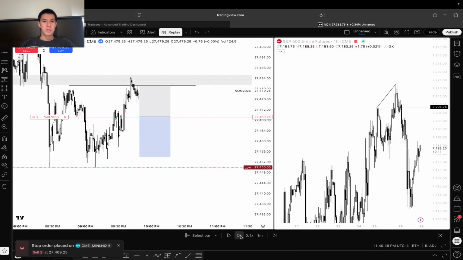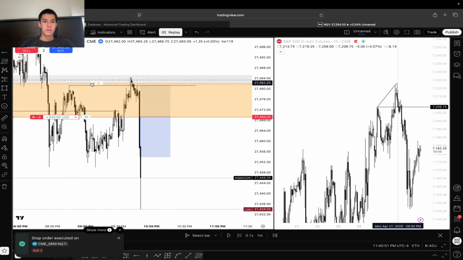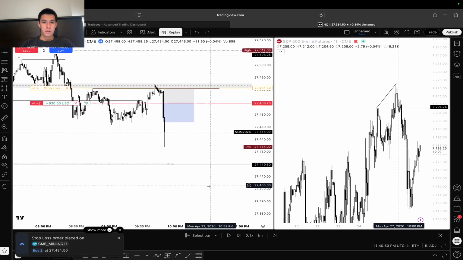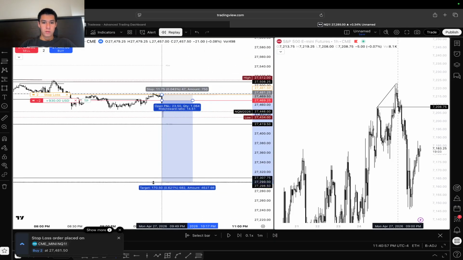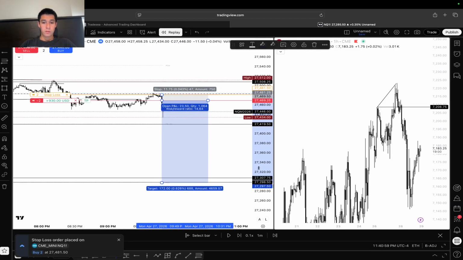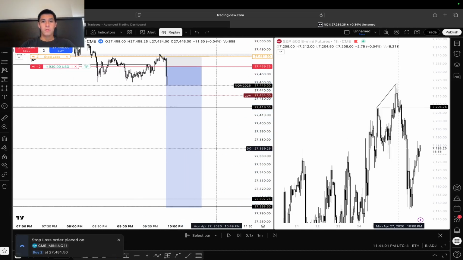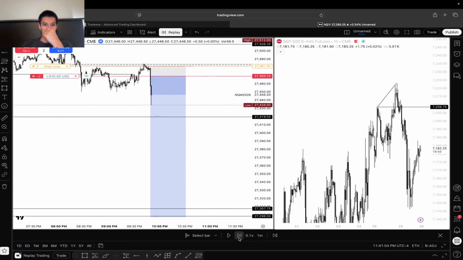Then we started pushing. Once we got that push, I entered extra contracts and target previous day low. It was some crazy RR play, but it just looked too good to not take. Yeah, and here we go. Previous day low.